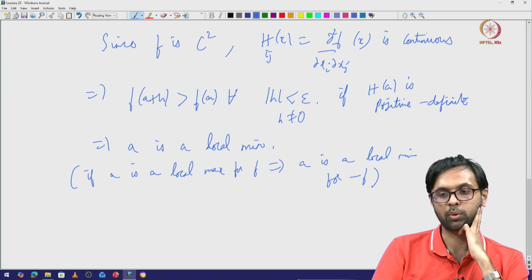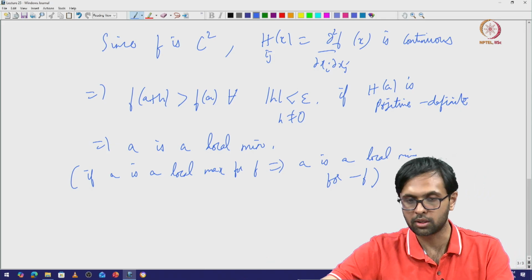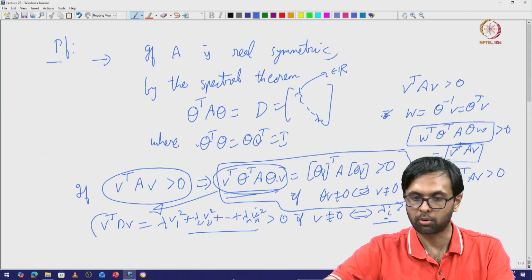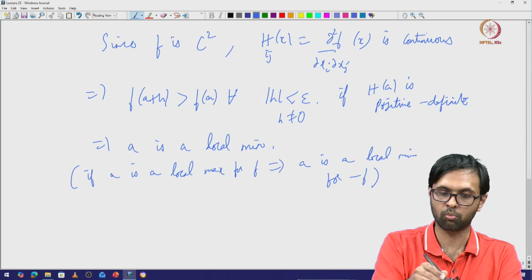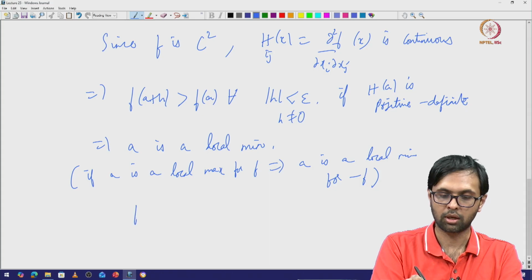Now what we are left with is the case of the saddle point. So what is the saddle point? What are we trying to prove for the saddle point? So since we don't have it written down here, let me write this again for you.